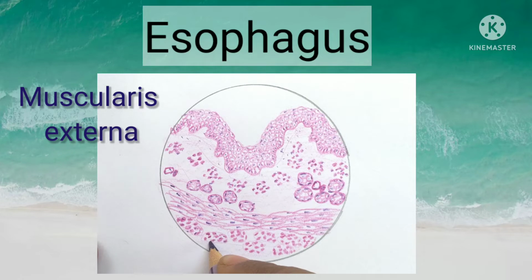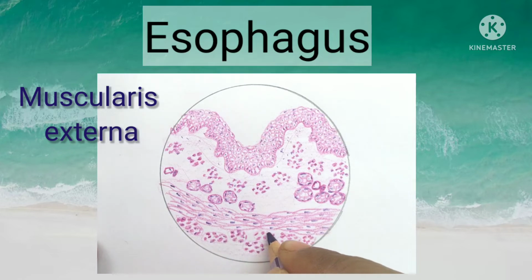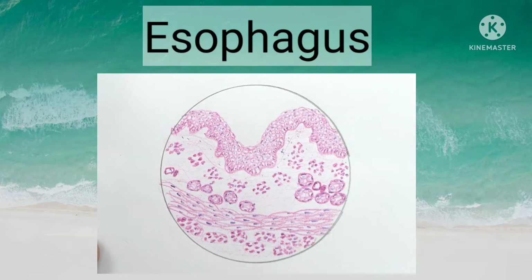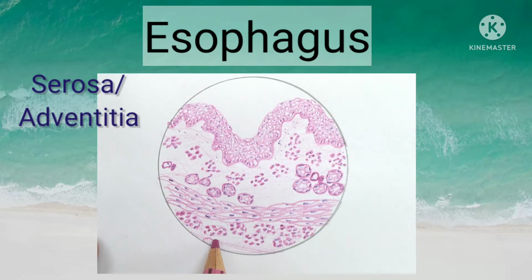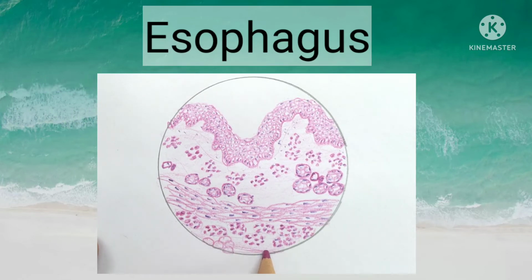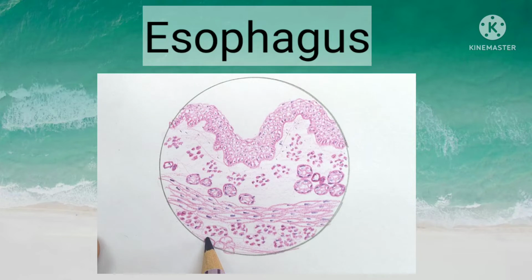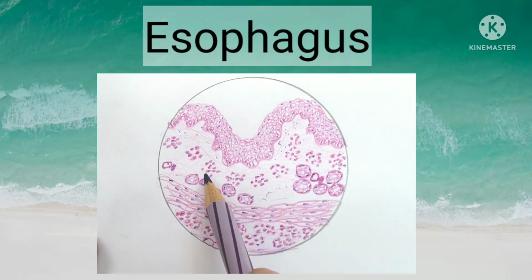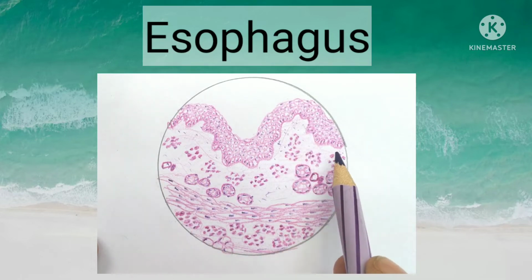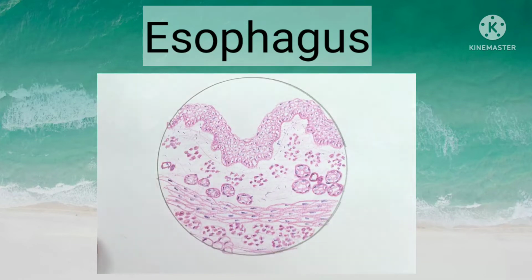So the outermost layer is the connective tissue layer. The esophagus in the neck and in the thorax region is covered by adventitia, whereas the intra-abdominal part of the esophagus is covered by a serosa. So adventitia or serosa, I can write both, and it also contains some adipose tissue, blood vessels and all. The key thing in the esophagus is the epithelium and submucosal glands.